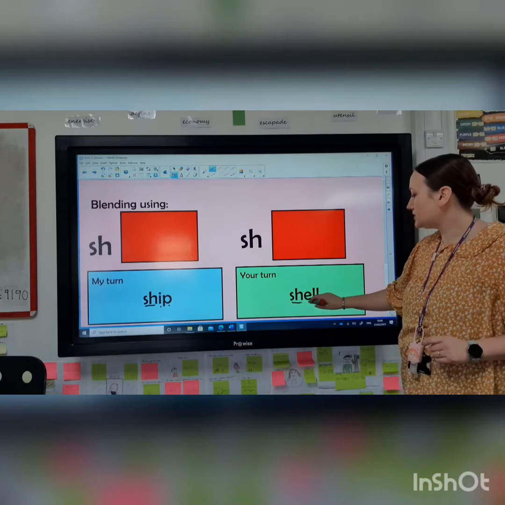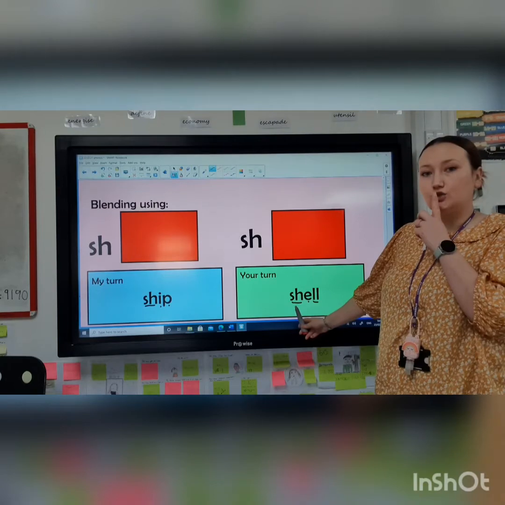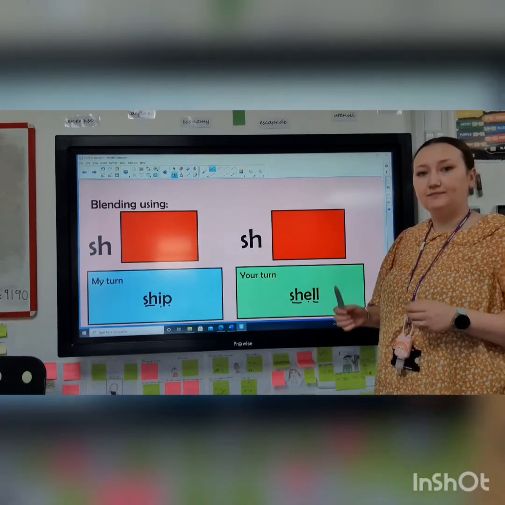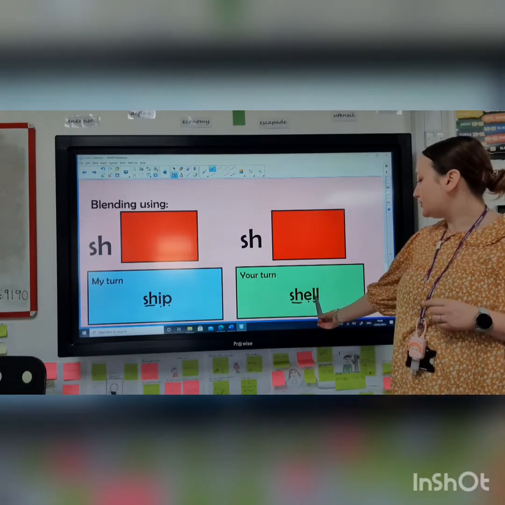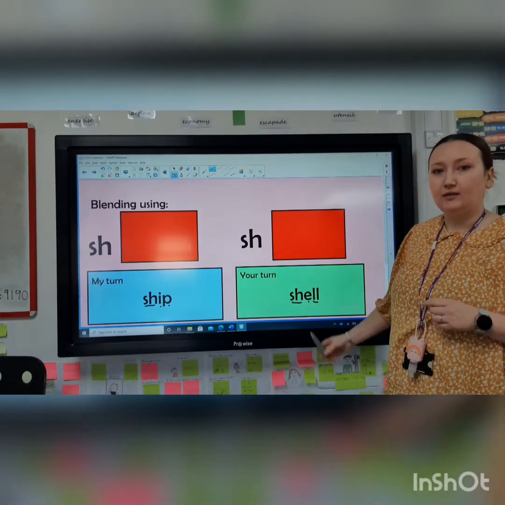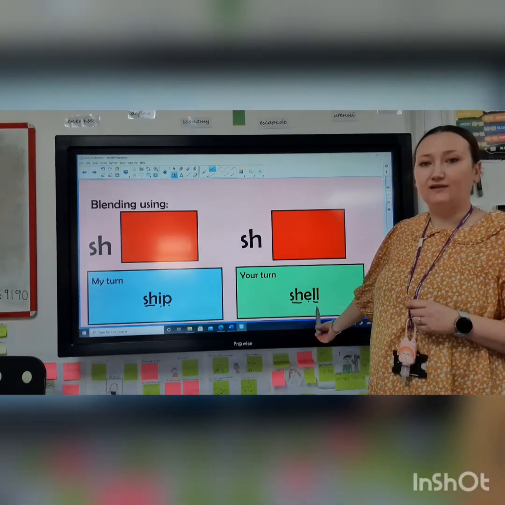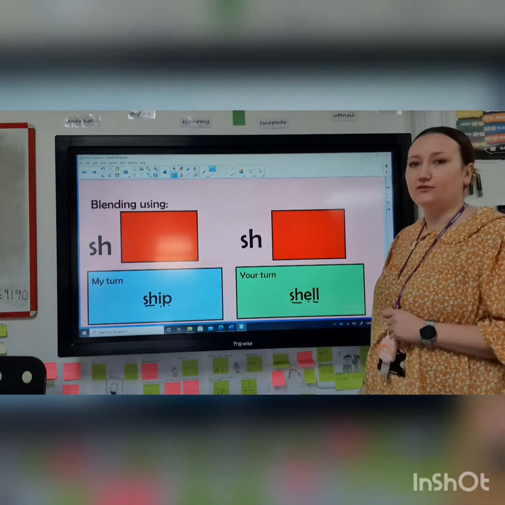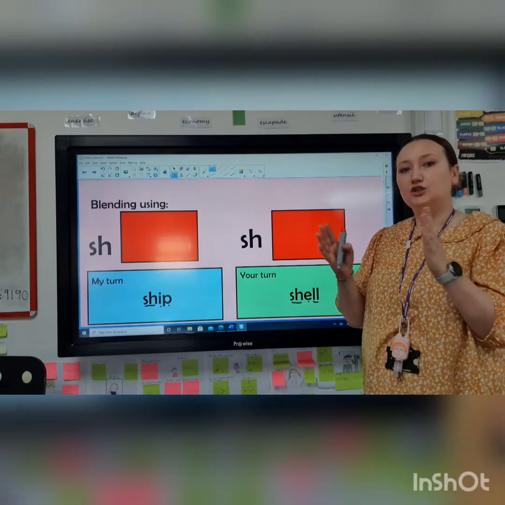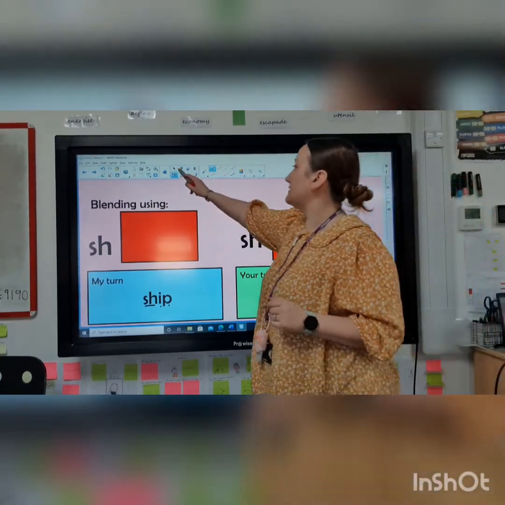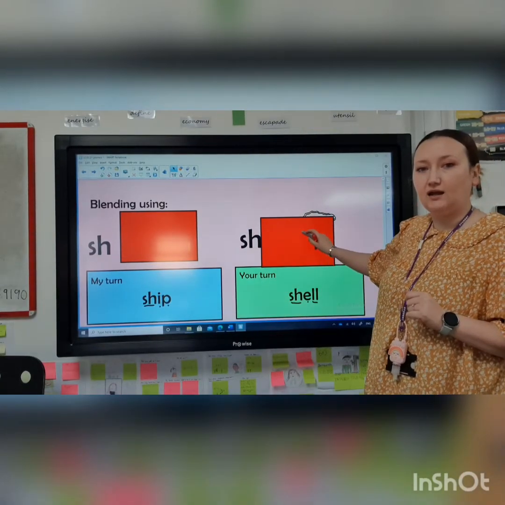So we've got 1, 2, 3 phonemes here. We've got sh, and what's this one? E and l. So even though there are 2 letters there, 2 L's, it makes that one l sound, okay? And you usually find that double digraph at the end of a word or near the end of a word. So we have sh, e, l, shell. What do you think it says? Did you blend it with me? And it is a shell.